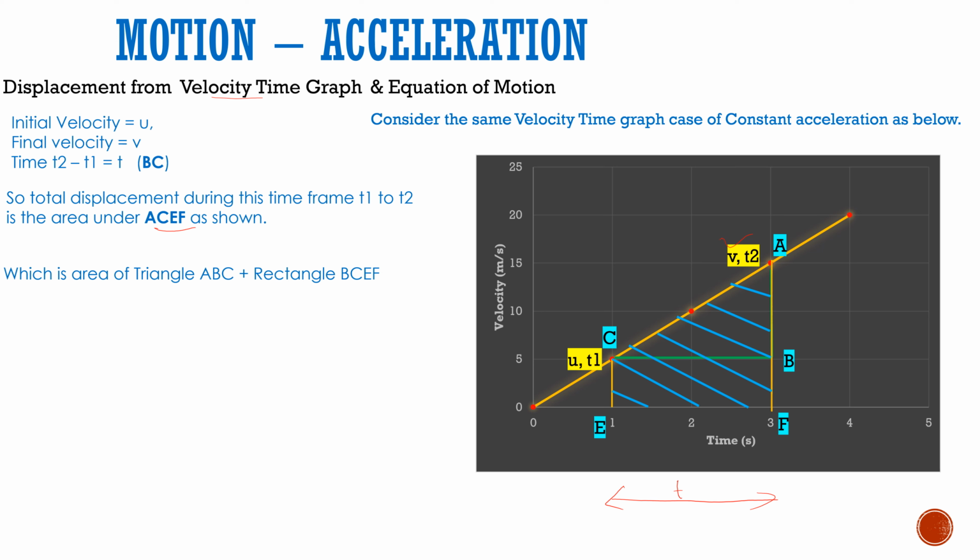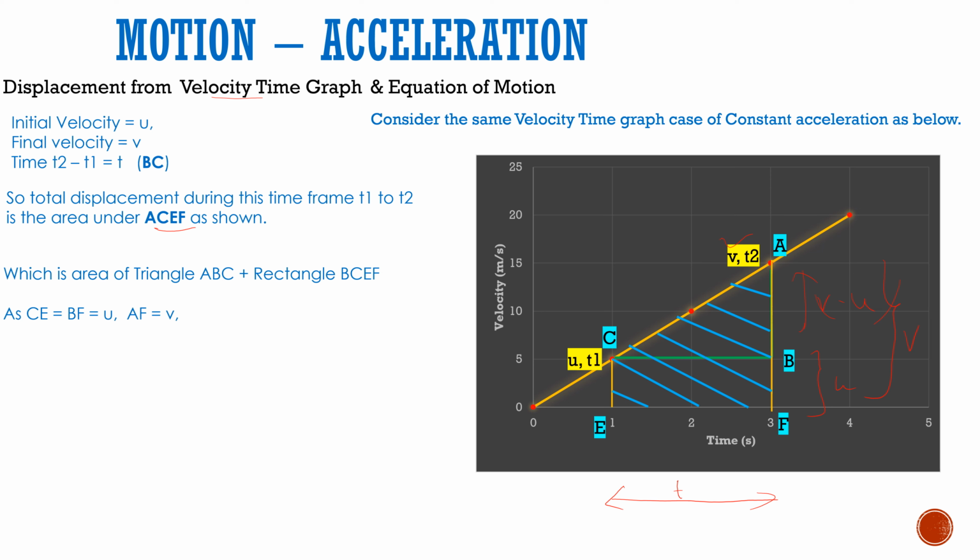If we try to segregate this into two parts, it is basically the triangle ABC and then the other one is a rectangle. If we find these two areas and add them, then we get the total displacement. Coming to the triangle, we know this part is u and this part is v. In case of the triangle ABC, the area is half into AB into BC. This particular portion is v minus u.